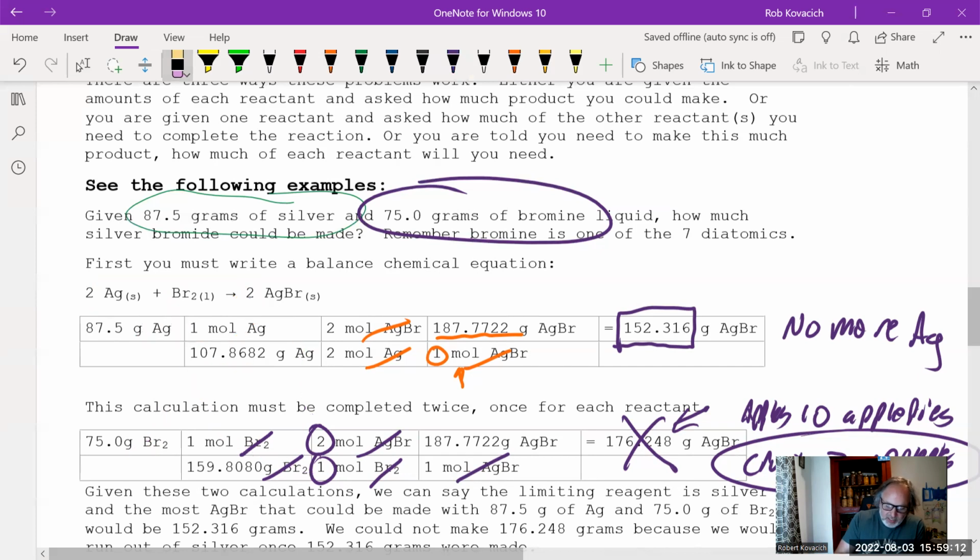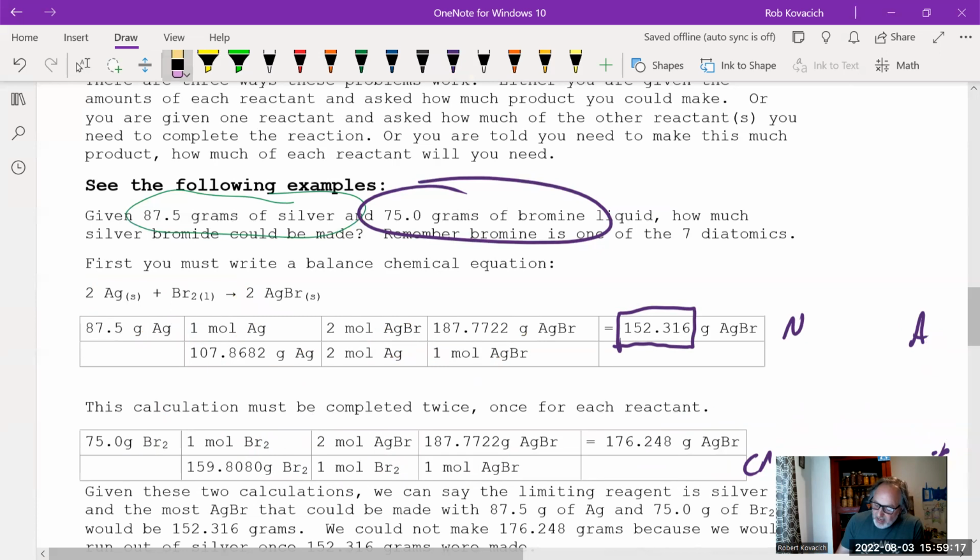So we have already determined from this calculation that I am going to make 152.316 grams of silver bromide. Awesome. So I know I have this much stuff in the container. I also already know another piece of information. And that piece of information is I'm going to have 0 grams of silver left in the container because that's the one that runs out first. So now the question is, great, how much of the leftover bromine is in the container?